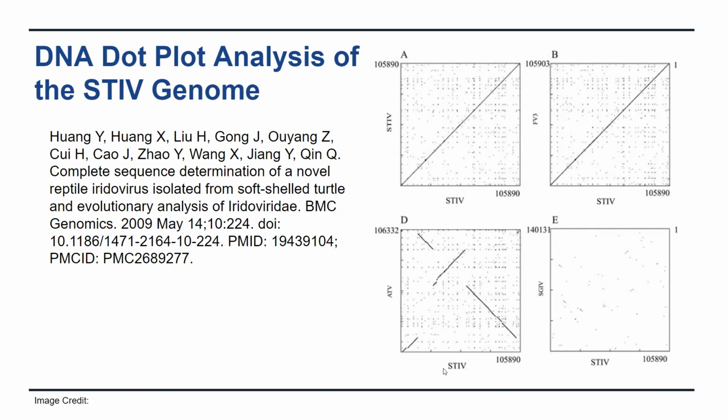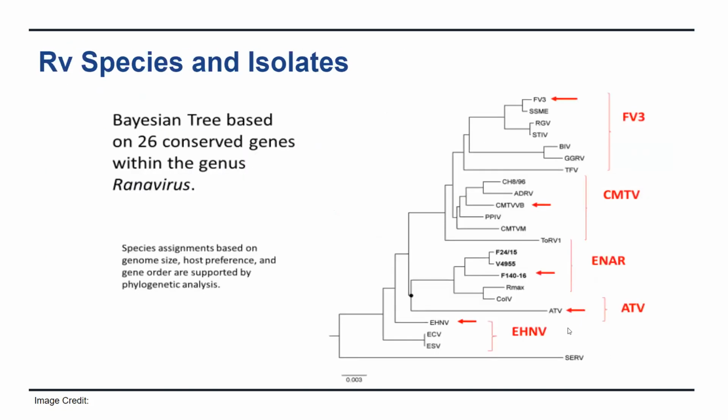If, on the other hand, you compare soft-shell turtle virus to Amphibian tigrinum virus, and that's a virus that affects salamanders, what you see are large areas where the genes have the same order, but also where they're flipped around. And so these inversions, if you look at the gene organization in different ranaviruses, different gene organizations define different species. And the last one down here simply compares STIV to Singapore grouper iridovirus. Again, the same genes are there, but they're completely jumbled around. So gene order will also allow us to speciate members in the genus Ranavirus.